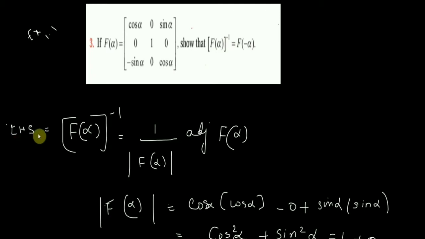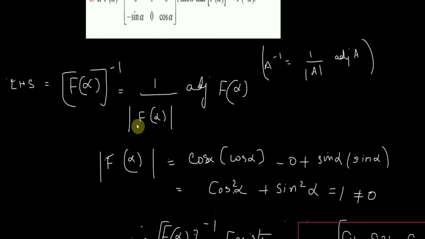So let us take the left hand side, f of alpha the whole power minus 1, that is f of alpha inverse. So you know the formula, A inverse is equal to 1 by determinant of A into adjoint of A. This we already know. So we are using that here, in the place of A you are writing f of alpha. So it is 1 by determinant of f of alpha into adjoint of f of alpha.